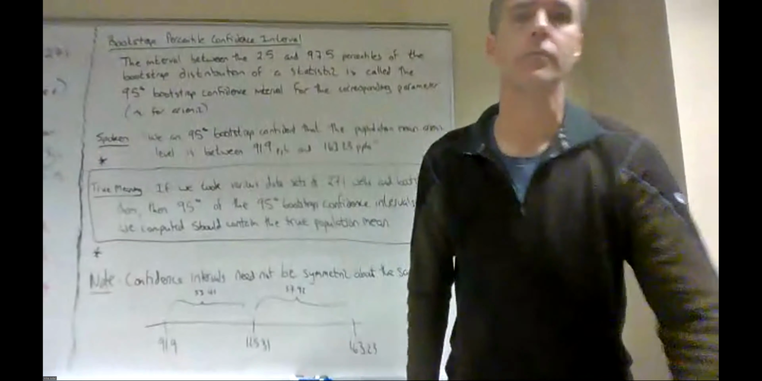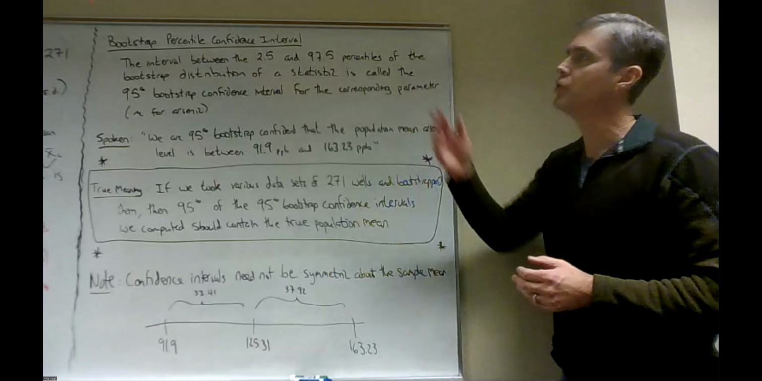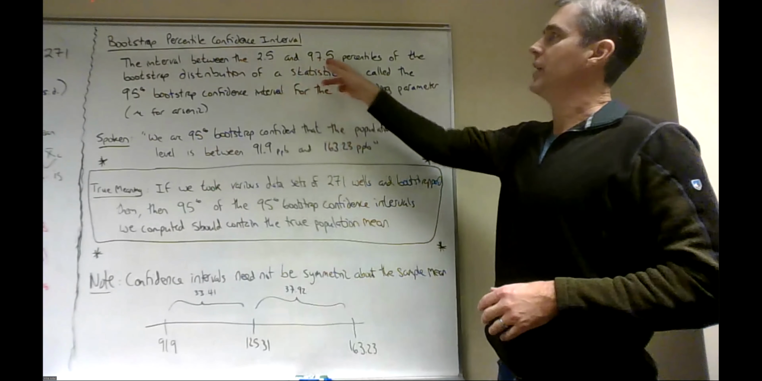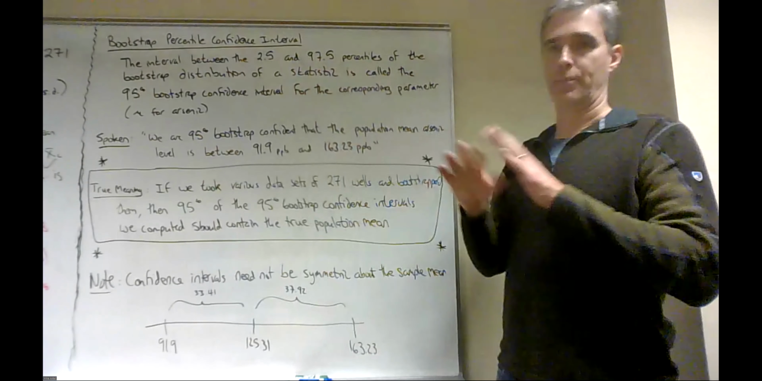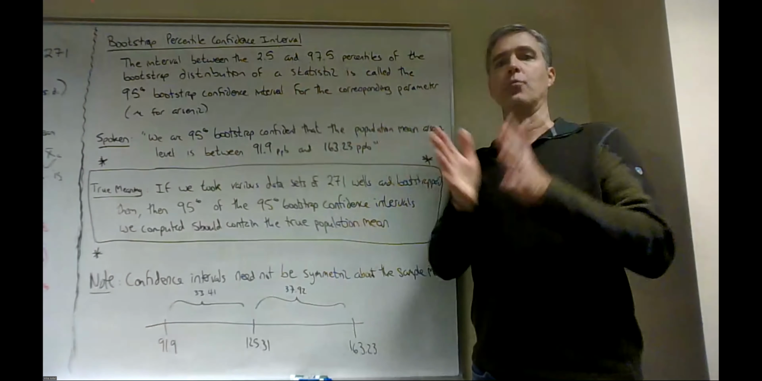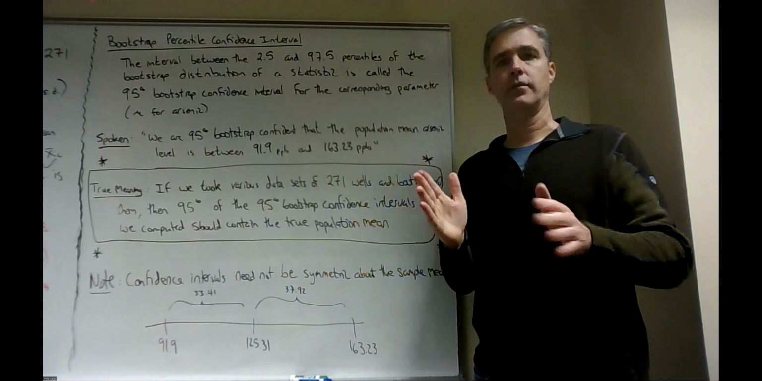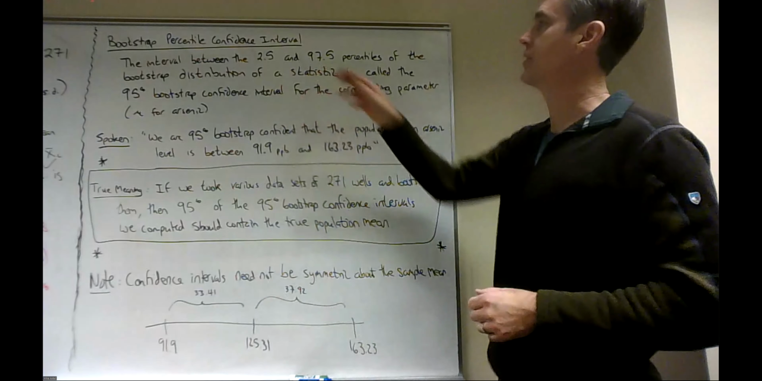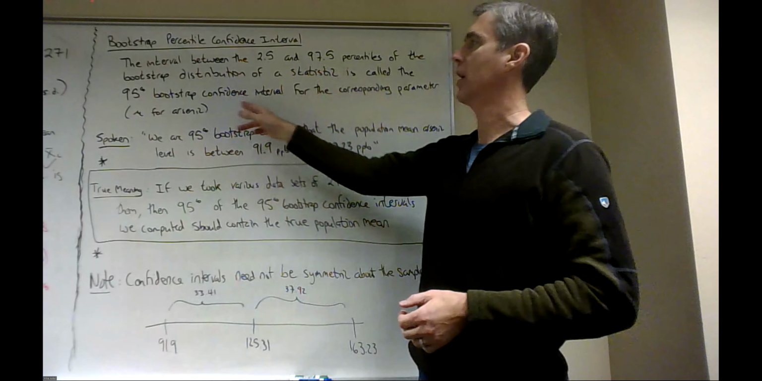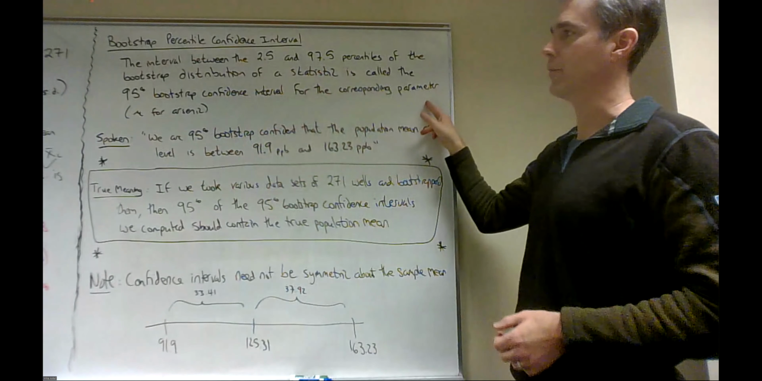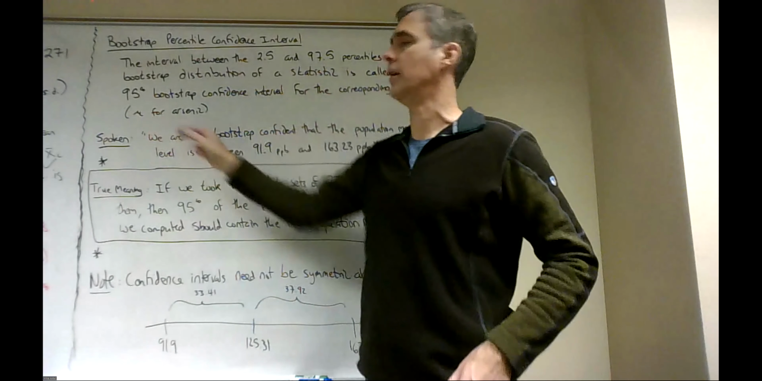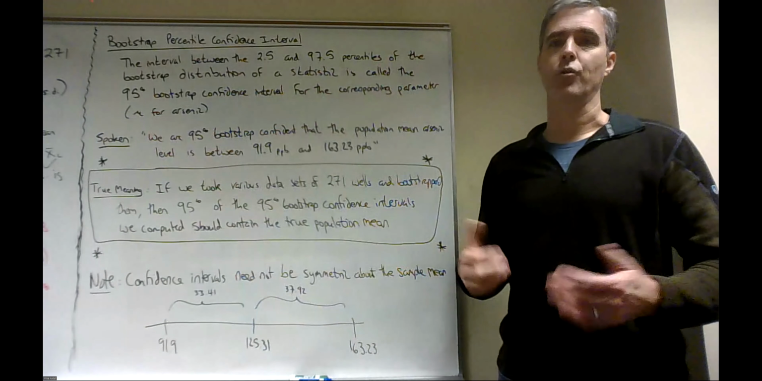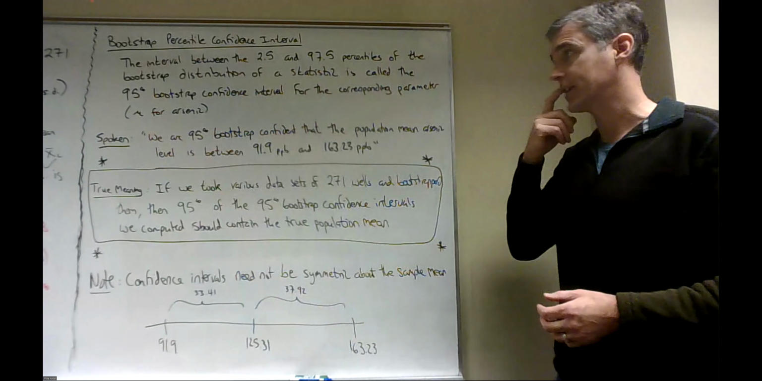Okay. All right, so formal definition then. The bootstrap percentile confidence interval: the interval between the 2.5 and 97.5 percentiles of the bootstrap distribution. So you got your distribution, grab where 95% of the probability is right in the middle, 2.5% off to the left, 2.5% off to the right, of a statistic is called the 95% bootstrap confidence interval for the corresponding parameter. So for us, that parameter was the mean of arsenic for the entire population of wells in Bangladesh. There's more than 271 wells in Bangladesh, so we just had a sample.